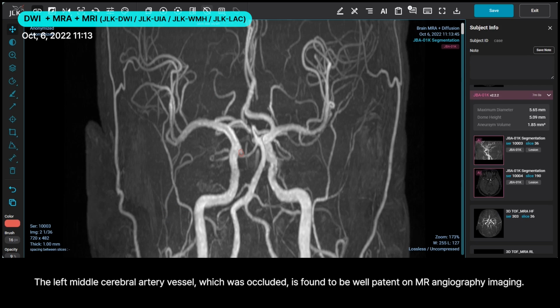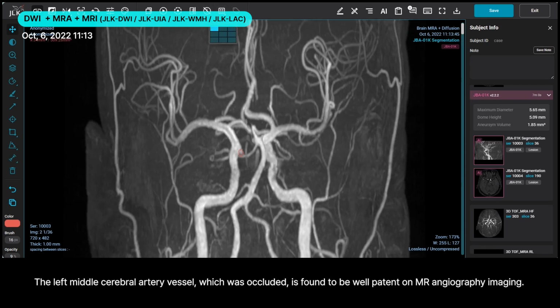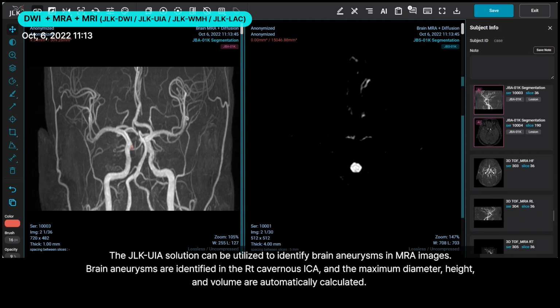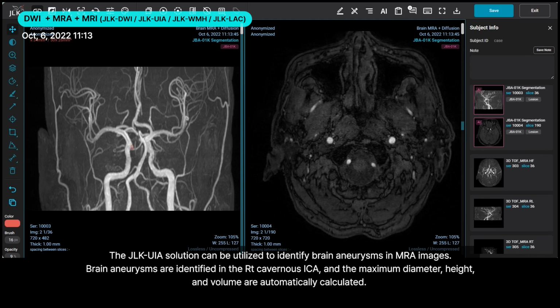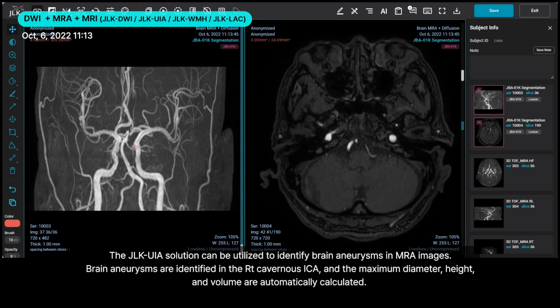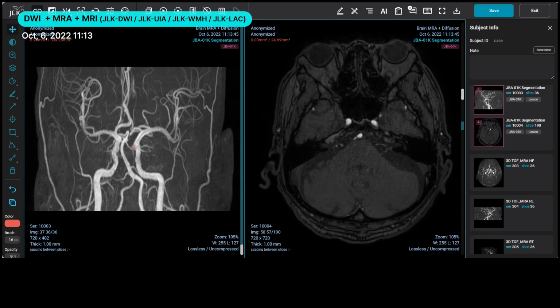The left middle cerebral artery vessel, which was occluded, is found to be well patent on MR angiography imaging. The JLK-UIA solution can be utilized to identify brain aneurysms in MRA images. Brain aneurysms are identified in the cavernous ICA, and the maximum diameter, height, and volume are automatically calculated.